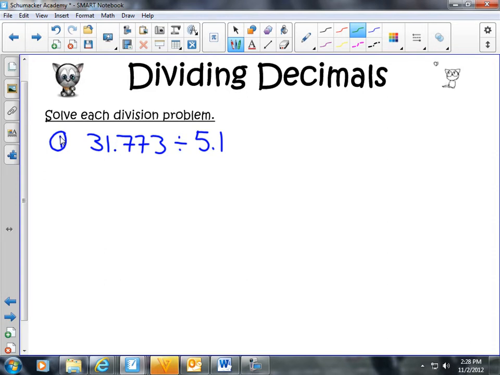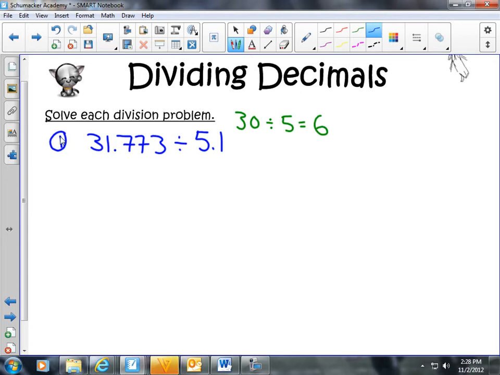And so I'm going to look at the divisor. The divisor in this problem is 5.1. I'm going to make that into the nearest whole number, so it's 5. And then I'm going to make the dividend into a number that's easily divided by 5. So I want to find a multiple of 5, and the multiple that's closest is 30. So I didn't have to round it too much. If I do 30 divided by 5, I get an answer of 6.